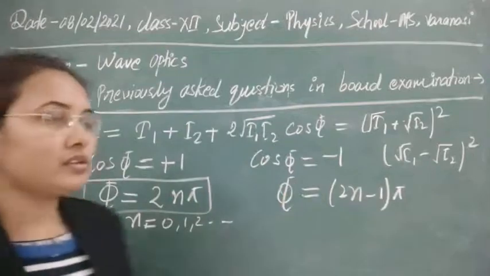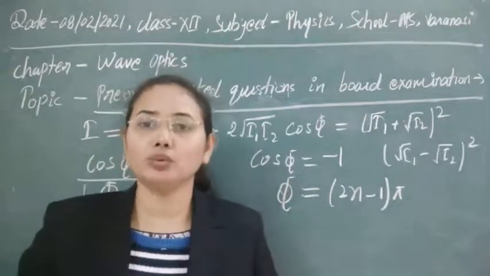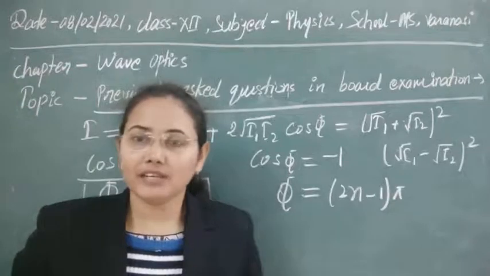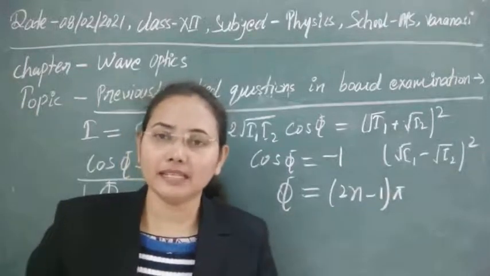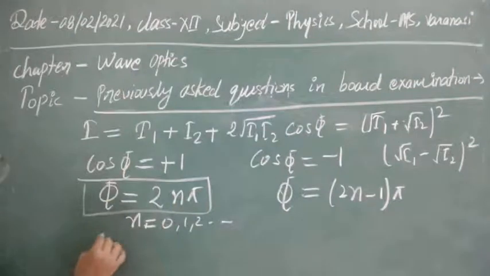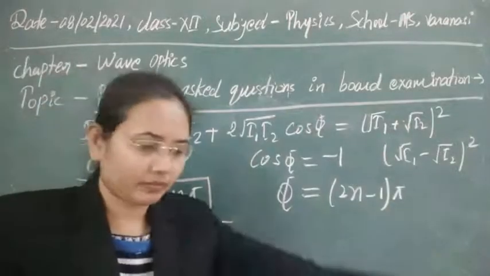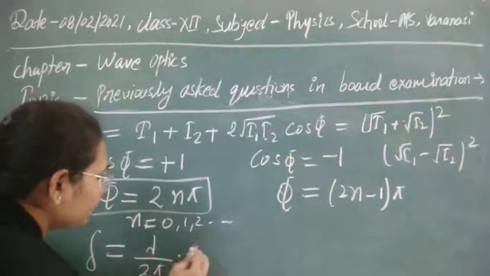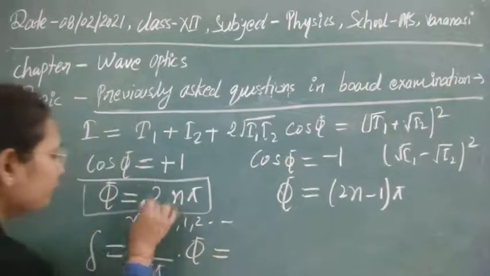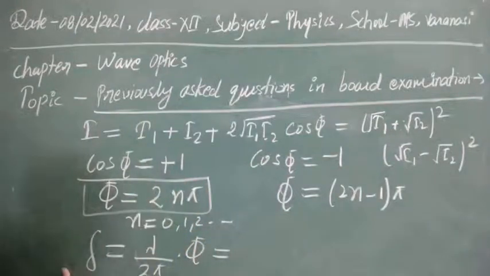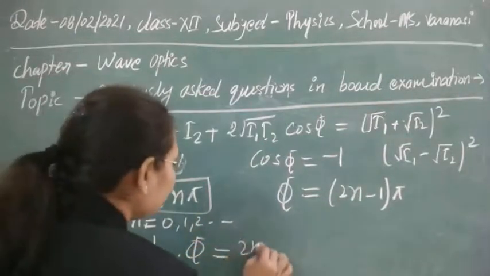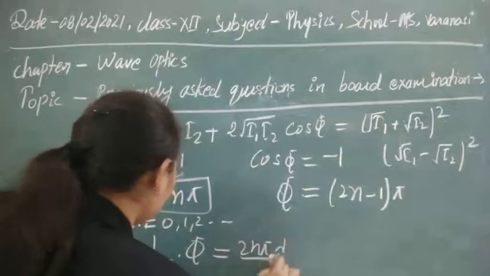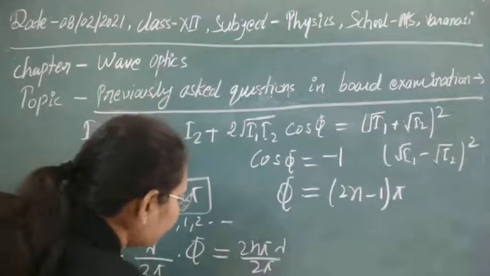Also, if we know the path difference between the two waves, then path difference and phase difference are related. If delta is the path difference, then delta is equal to lambda upon 2 pi into the phase difference. If you put this value here, the path difference will be equal to 2n pi times lambda upon 2 pi, or we can write it as n lambda.